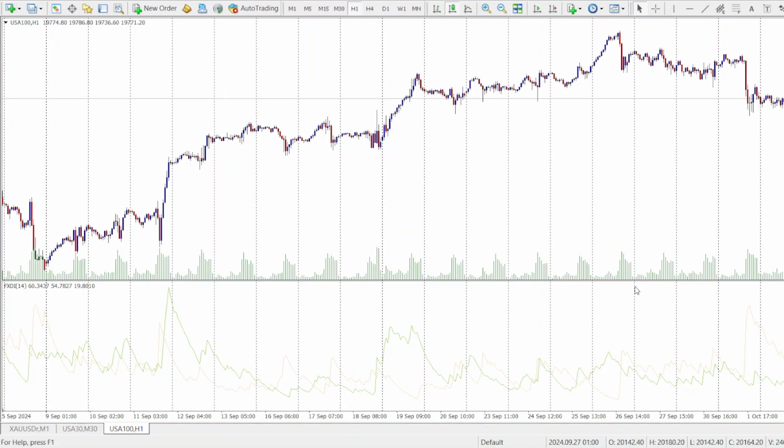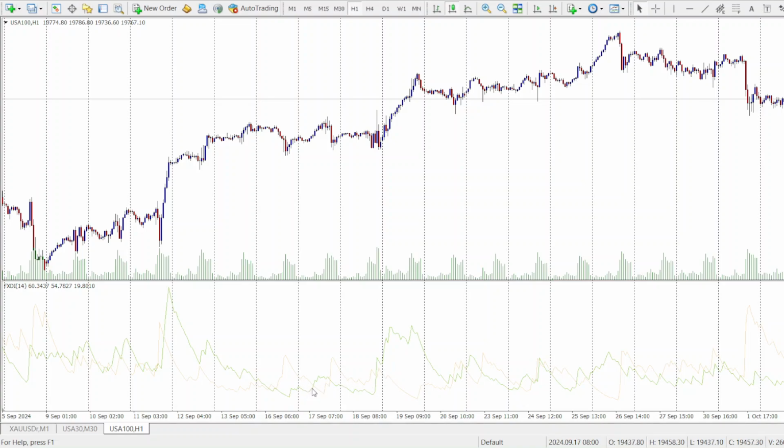Some key points to note is that the ADX DMI indicator works with the principle of crossovers. Now you can see that there are two lines. This is the indicator window. These two lines together represent the ADX DMI indicator.